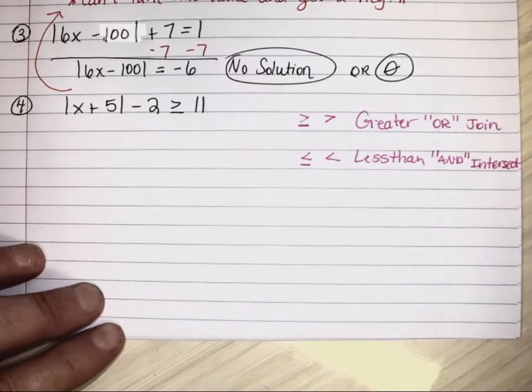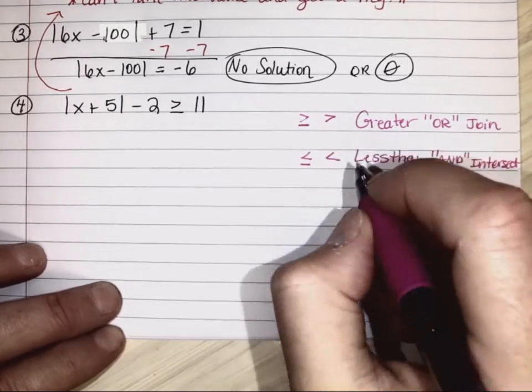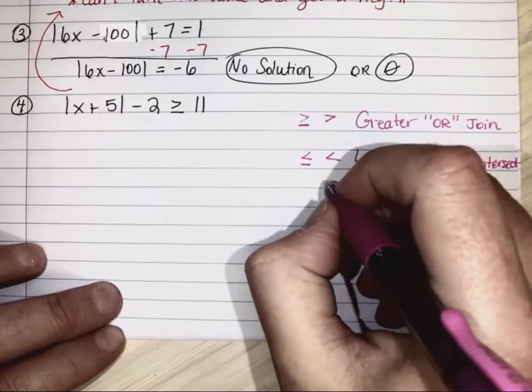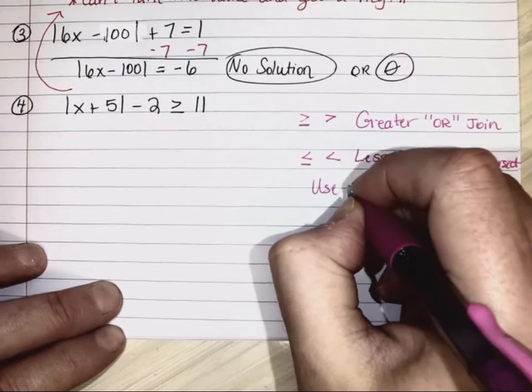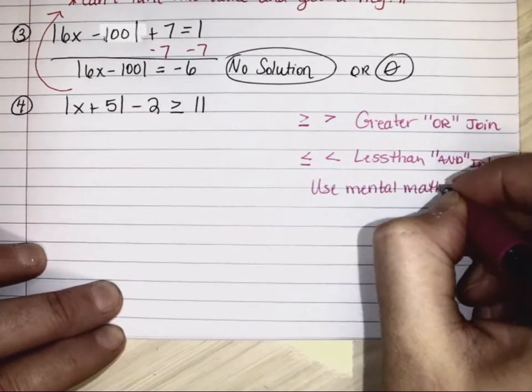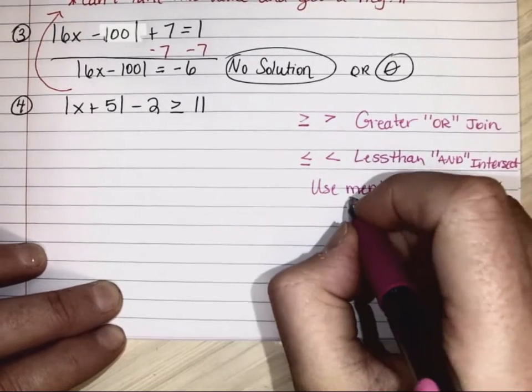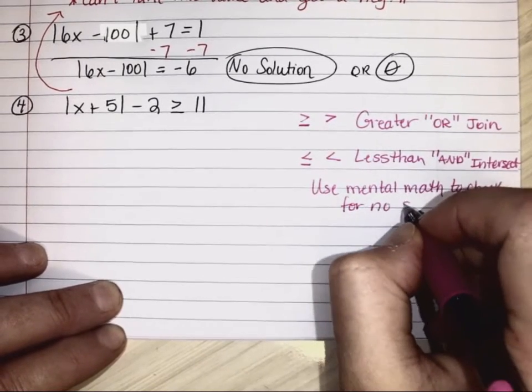Now, otherwise, your answers might be no solution. Just use mental math to check for no solution. And you'll see what I'm talking about in a second.